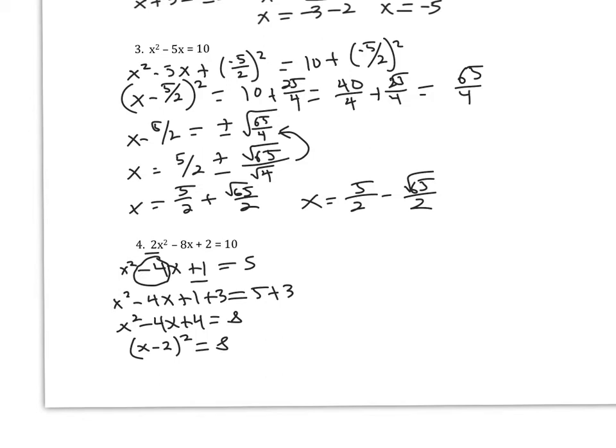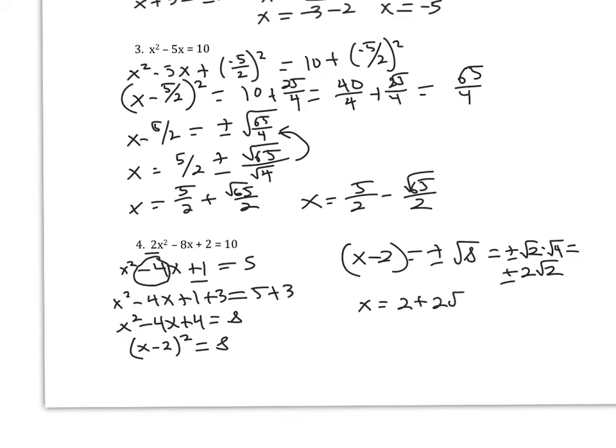And then we can square root both sides to get x minus 2 is equal to the positive or negative square root of 8, which can be rewritten as the positive or negative square root of 4 times square root of 2, which is then equal to plus or minus 2 root 2. So then we get x is equal to 2 plus 2 root 2, and x is equal to 2 minus 2 root 2 as our two solutions.